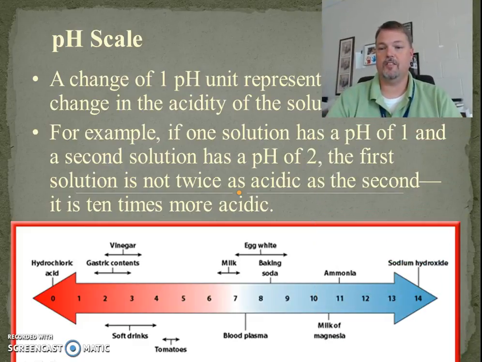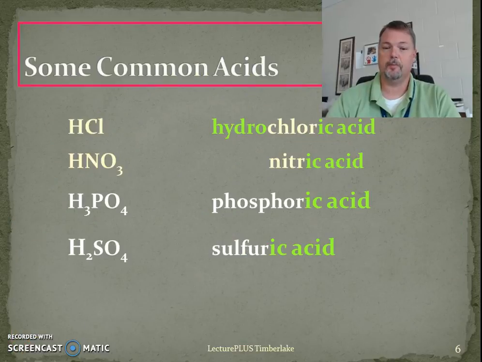Okay? So if I had something that had a pH of 3 and I had something else that had a pH of 4, the 3 is actually 10 times more acidic than the 4. Okay? If I have something that had a pH of 2 and I had something that had a pH of 4, it would be 10 times 10 or 100 times more acidic. So when you think about the pH scale, when you're comparing a pH of 1 to a pH of 2, there's a great range in difference there.